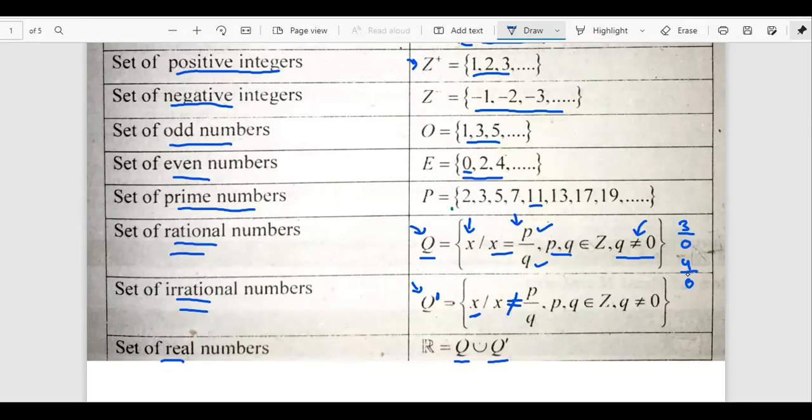And when we talk about real numbers in mathematics, every real number is the union of these two sets, right? So in real numbers, you will either have rational numbers or irrational numbers. I hope it's clear now.